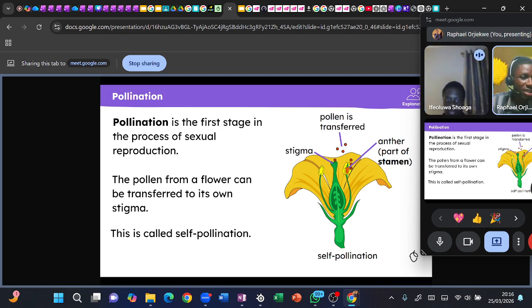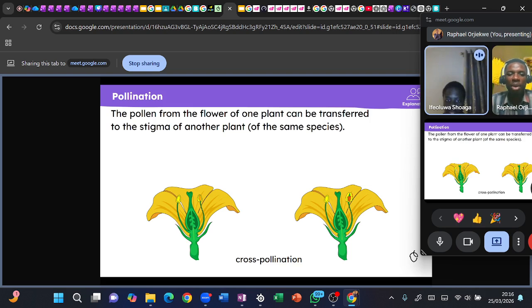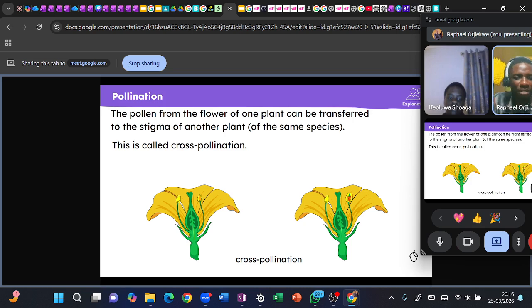Do you understand? Yeah. Alright. Then when we now talk about cross-pollination, we're talking about it moving to another flower. Not another flower of the same plant, but another flower of another plant, and specifically to the stigma of another plant. If you just mention another flower of another plant, that could be right, but it's more appropriate to say to the stigma of the flower of another plant.